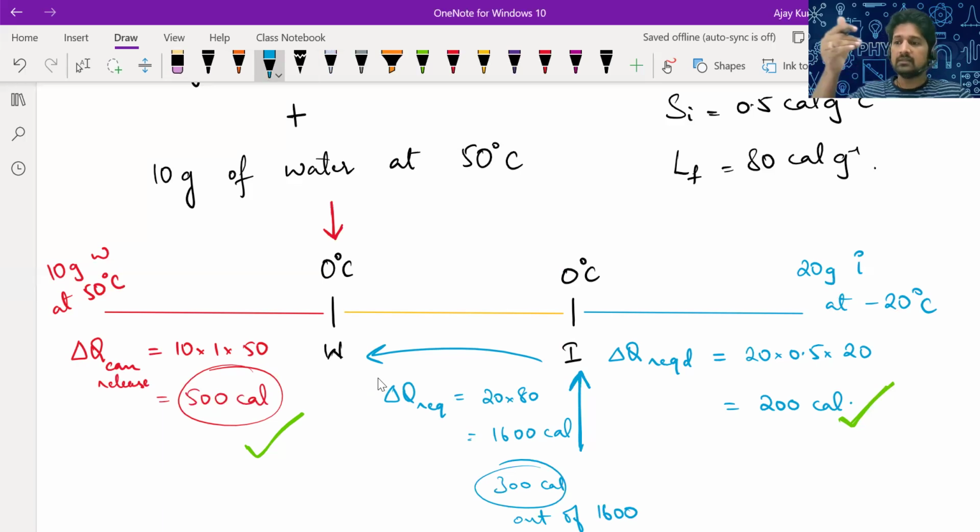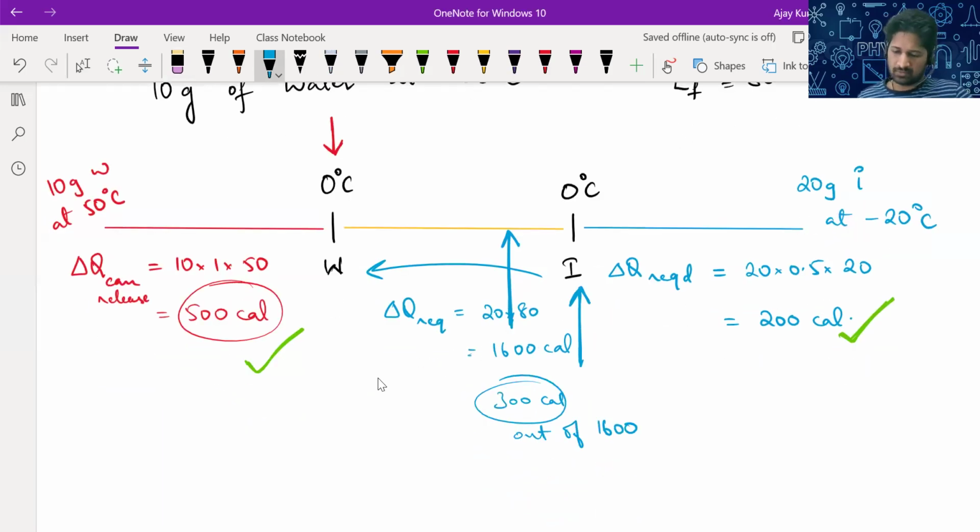How much part will melt? 300 out of 1600 means 3 out of 16 parts will melt. That's all. So ice won't completely go to water. Only 3 out of 16 parts will melt into water. And ice is already at zero. When it melts to water, also it will be at zero only. On this hand, water has come to zero. That's all. Then the heat exchange will stop.